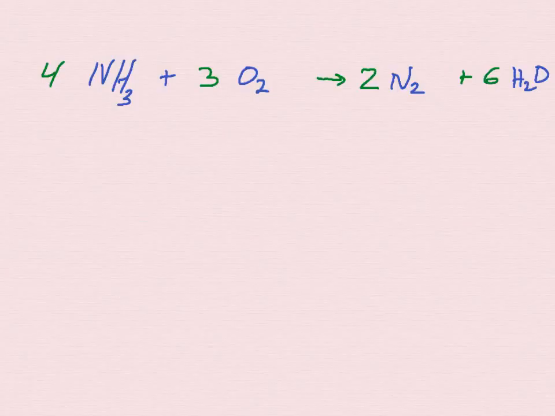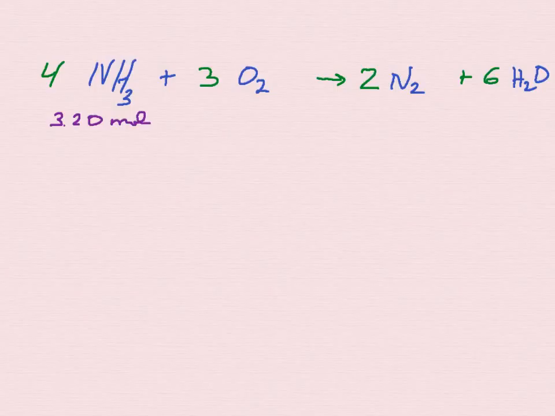Okay, example 1, the equation's given and it's balanced. So it says for every 4 moles of ammonia, you need 3 moles of oxygen. It's going to produce 2 moles of nitrogen and 6 moles of water vapor. That's the recipe. 4-to-3 to 2-to-6. Now the question becomes, if you have 3.2 moles of ammonia, below the ammonia I'm going to write 3.2 moles. That's where that goes.